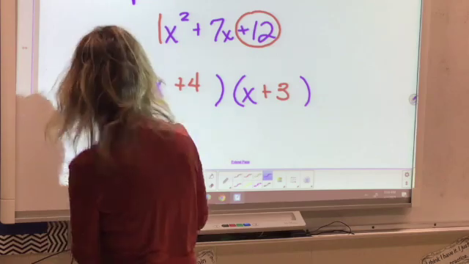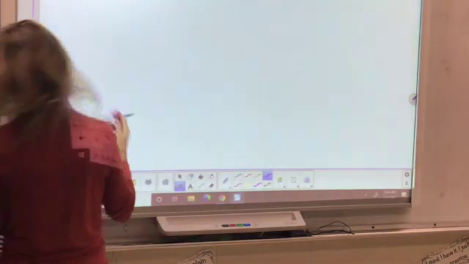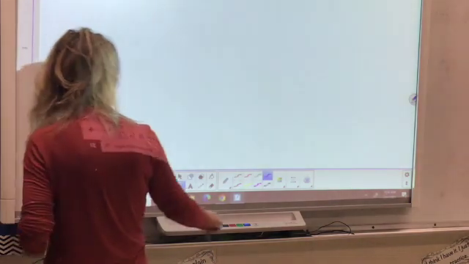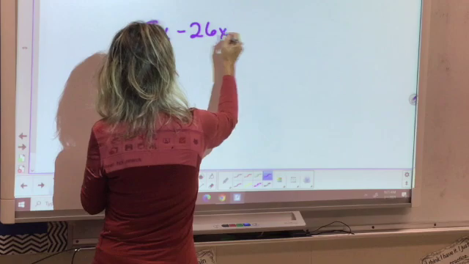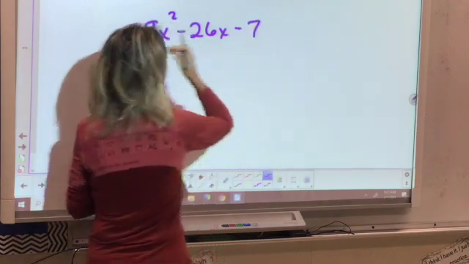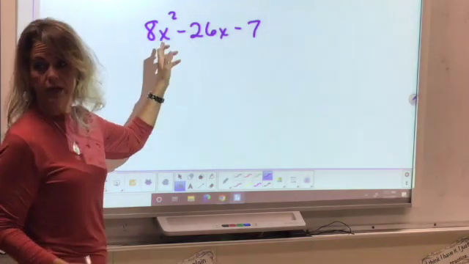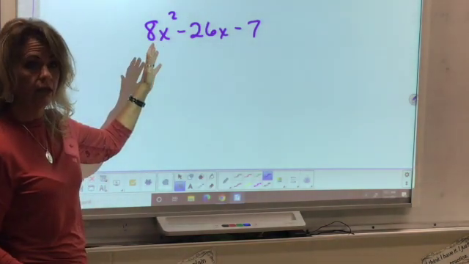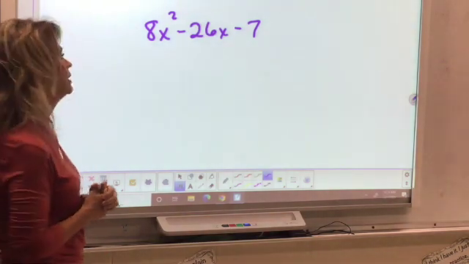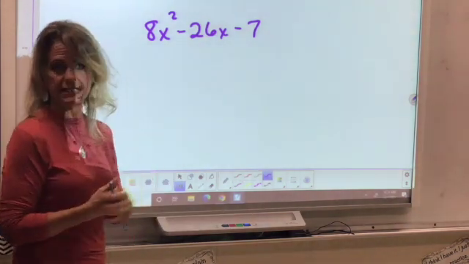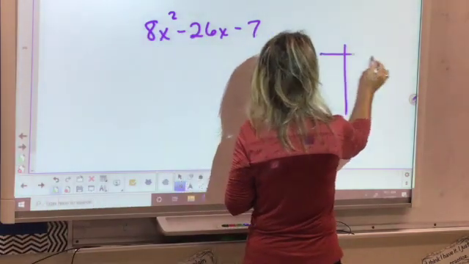Let's try this, see if this works. Now, this one isn't as easy. We don't have a coefficient of 1, do we? The truth is we could try to make it 1. We absolutely could, but it's not quite as easy. So then we use our sum and product chart.